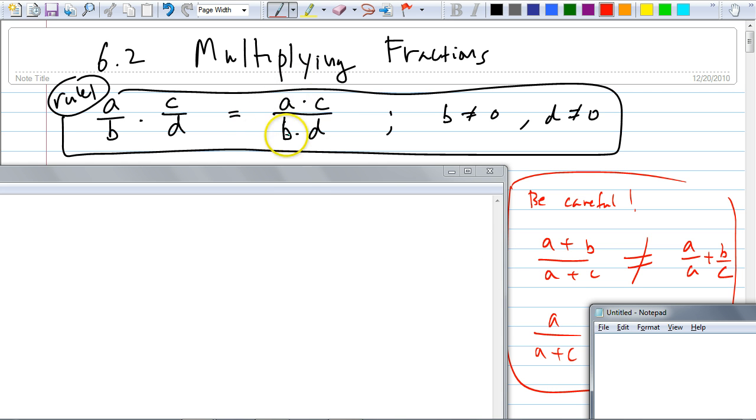Why? How come it works here? For this one, we don't have any common factor. If there was, yeah, because it's multiplication. Because you get same thing over same thing. You'll see that in a minute.